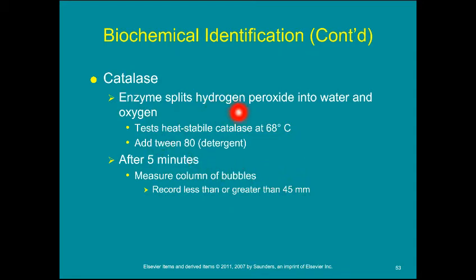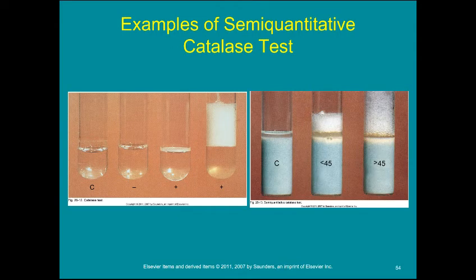Catalase. Enzyme splits hydrogen peroxide into water and oxygen. Tests heat-stable catalase at 68 degrees C. You just have to add Tween 80 as a detergent. Your Tween 80 serves as your surfactant. After 5 minutes, you measure the column of bubbles. Record less than or greater than 45 millimeters. Ayan po. Diba? Catalase. Semi-quantitative siya.